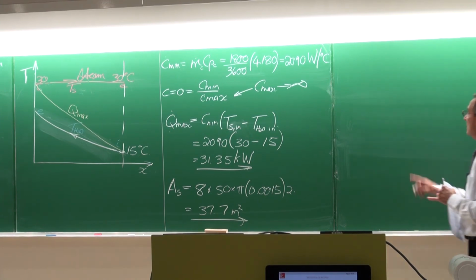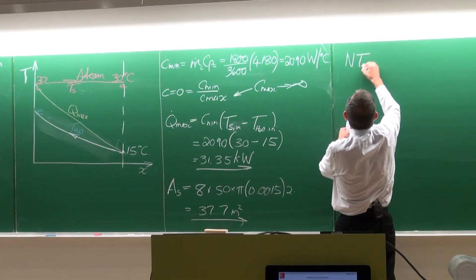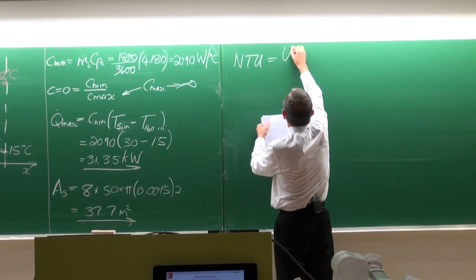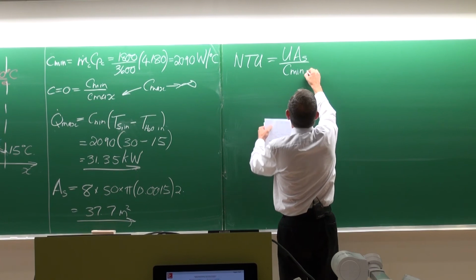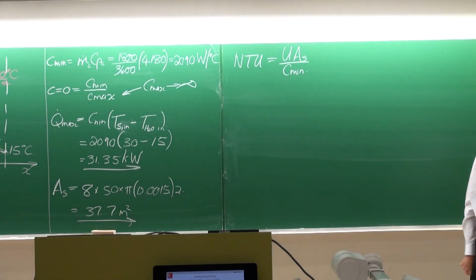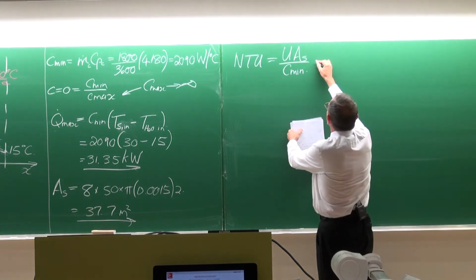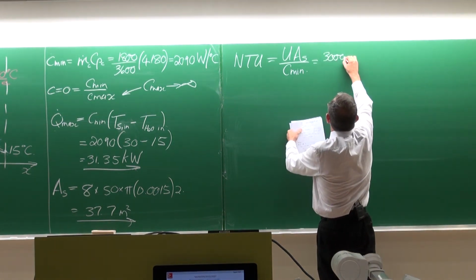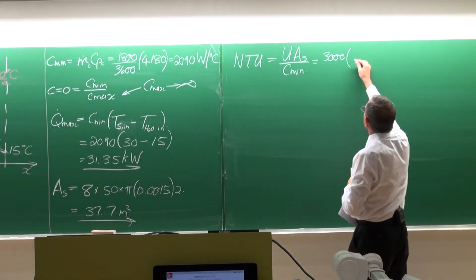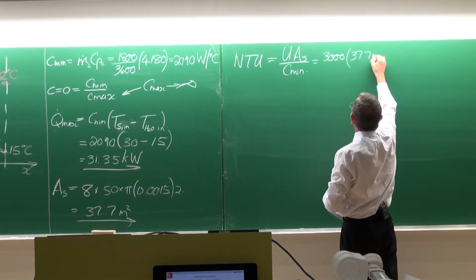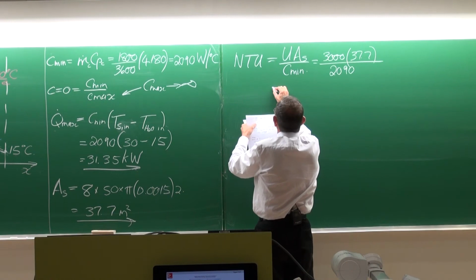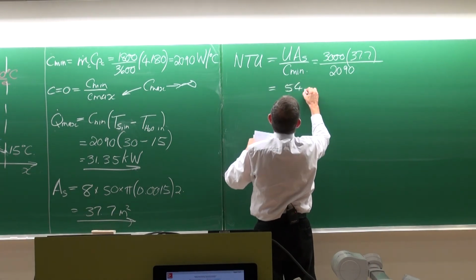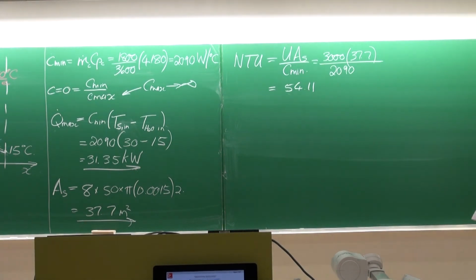Now, in terms of the NTUs, the number of transfer units is equal to the overall heat transfer coefficient multiplied by the surface area divided by C minimum. That's been defined with the previous lecture. The overall heat transfer coefficient is 3000. The surface area is 37.7. And C minimum is 2090. And that would give us a value of 54.11.